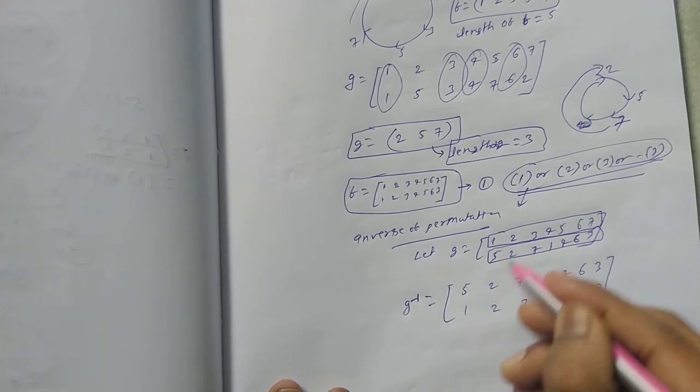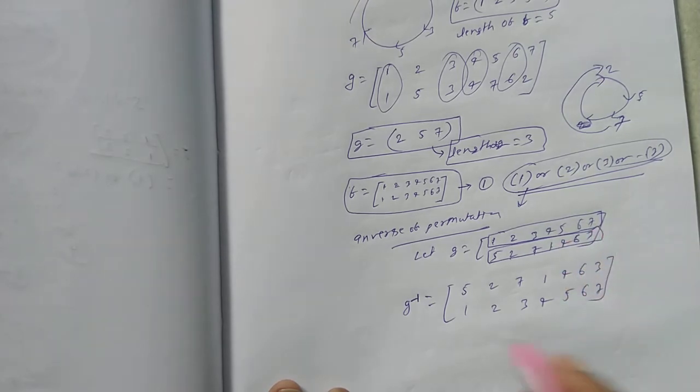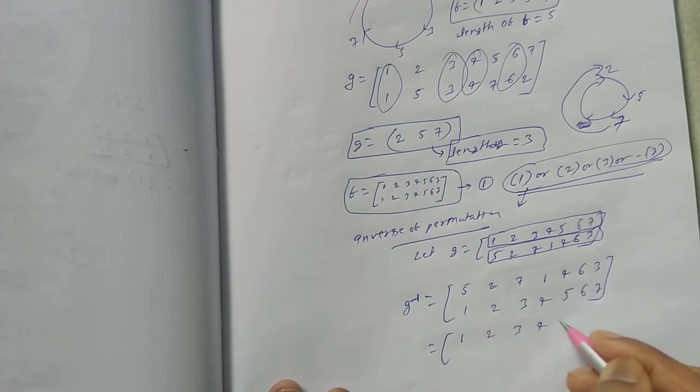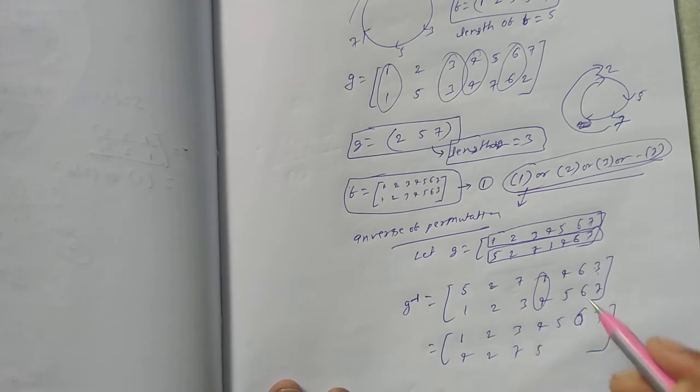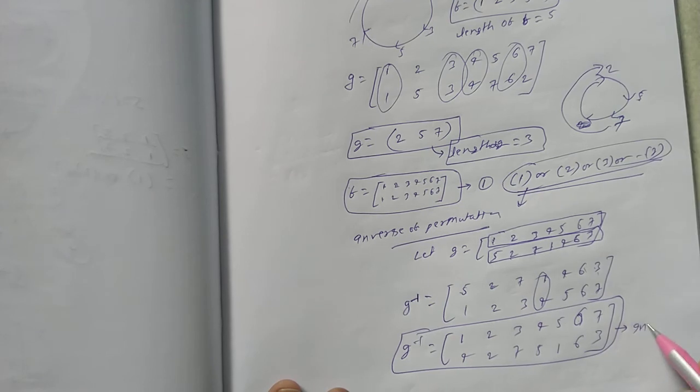Image of 5 on 1, 2 on 2, 7 on 3, 1 on 4, 4 on 5, 6 on 6, 3 on 7. It can be arranged as 1 2 3 4 5 6 7 on 4 2 7 5 1 6 3: image of 1 on 4, 2 on 2, 3 on 7, 4 on 5, 5 on 1, 6 on 6, 7 on 3. This is the inverse of permutation G.